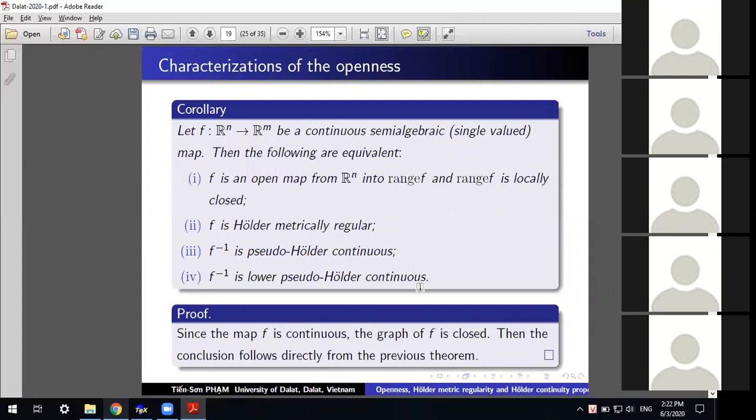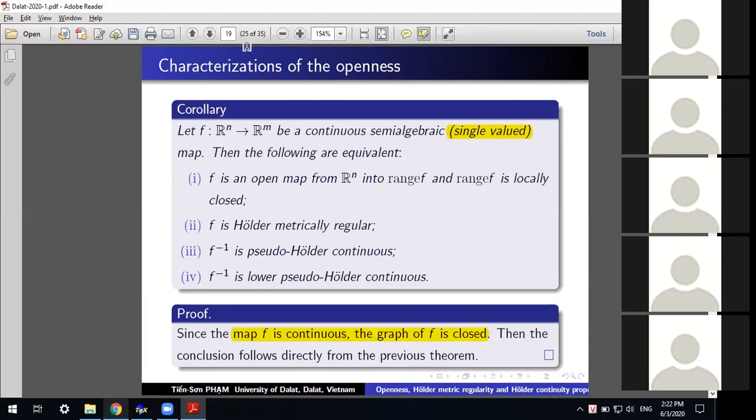In the case of single-valued maps, we have the following. Let F be a continuous semi-algebraic single-valued map. Then we have the following equivalences. This corollary follows directly from the previous theorem. Recall that F is continuous, so the graph of F is closed, and we can get this corollary.